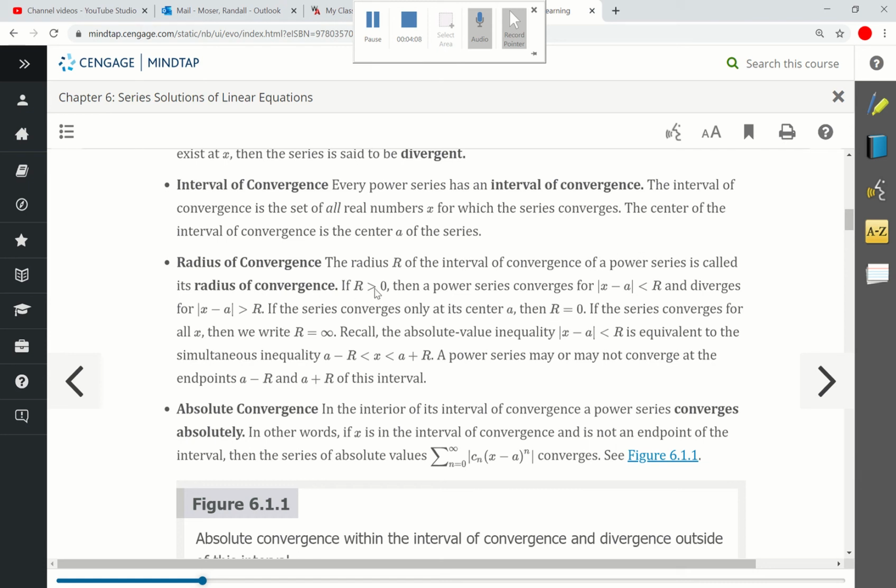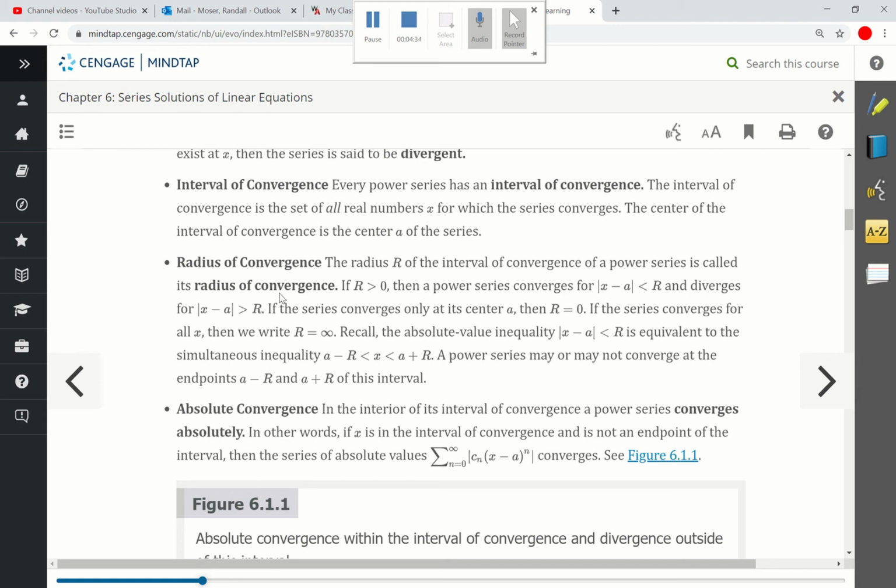If r is greater than 0, then a power series converges for absolute value of x minus a less than r. In other words, if it's centered at a, we can go within r units either to the left or to the right, which means that the absolute value of x minus a needs to be less than r. And it will certainly diverge for all x where the absolute value of x minus a is greater than that radius of convergence.